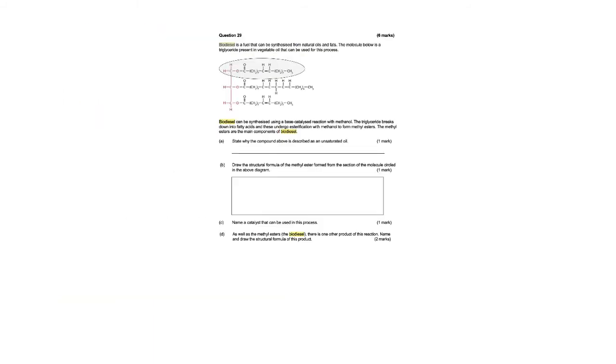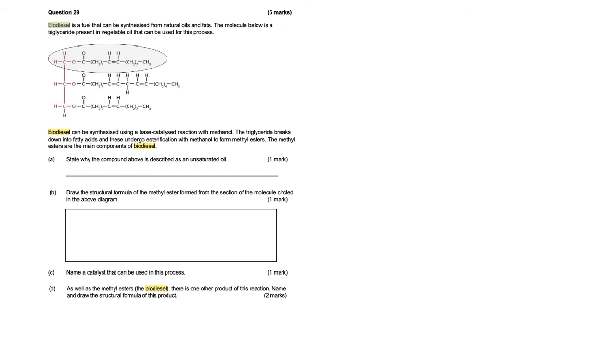Which one of the following substances completes the equation illustrating the process of transesterification to produce biodiesels, triglyceride plus a methanol? Right. Okay, next. Okay, what you got? Biodiesel, fuel, blah, blah, blah. There's that. Biodiesel can be synthesized using a base catalyzed reaction with methanol. The triglyceride breaks down into fatty acids, undergoes esterification, blah, blah, blah.